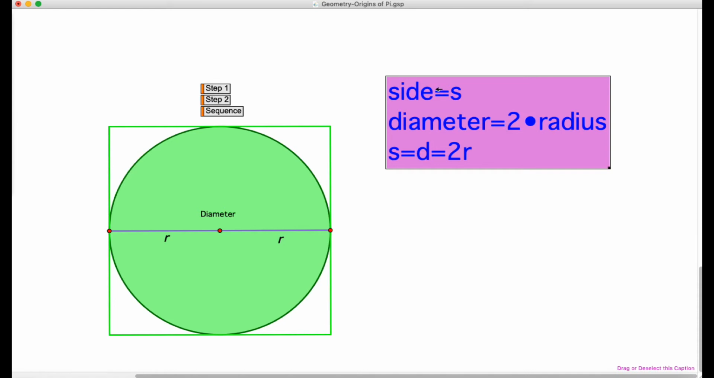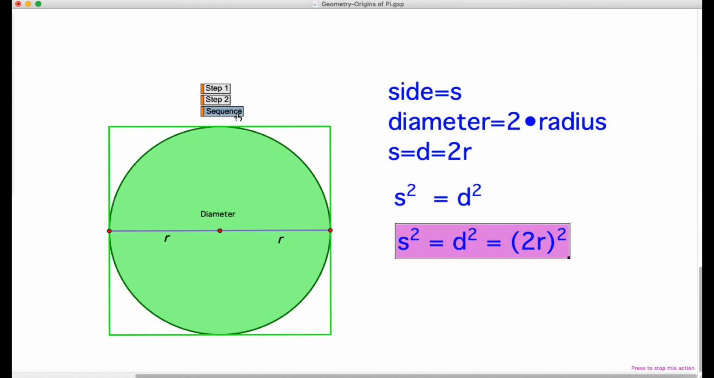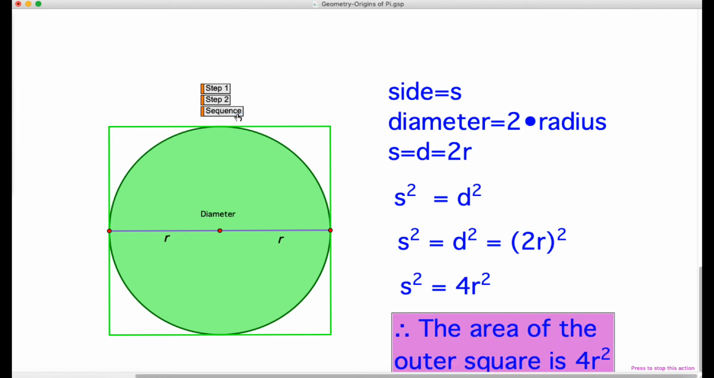And just like before, we're going to use some basic knowledge of circles and squares, and we're going to label the side of the square S, and we're going to say that the diameter again is equal to 2 times the radius, so that the side will be equal to the diameter, which is equal to 2R. Knowing this, I can start finding the area of the square by taking the square of both sides. S squared equals D squared, which means S squared equals 4R squared. At this point, I'm done, and I know that the area of the outer square is 4R squared.